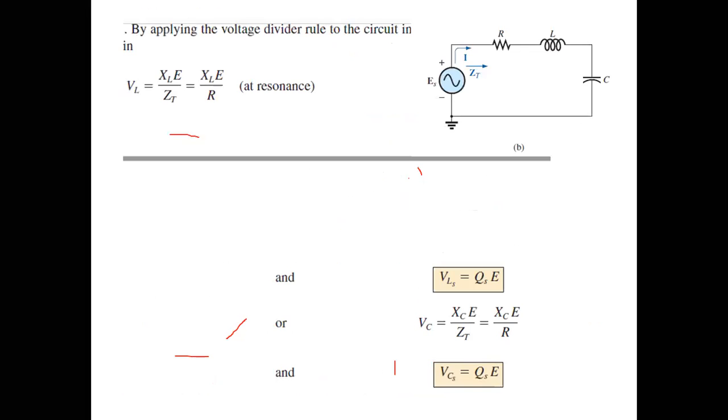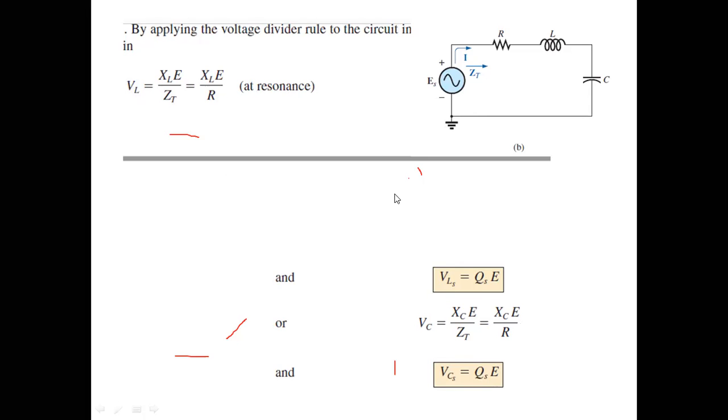Okay. By the voltage divider rule, VL is equal to XL times the total voltage over Z total. As we know, at resonance Z total is equal to R, so VL will be equal to XL E over R. This is the voltage drop, and as we know that VL is equal to VC, similar will be the case with VC, which is equal to XC E total over Z total. Z total at resonance is equal to R, so VC is equal to XC E over R. As XC and XL are equal, and E and R are equal, the VL and the VC will be the same value.